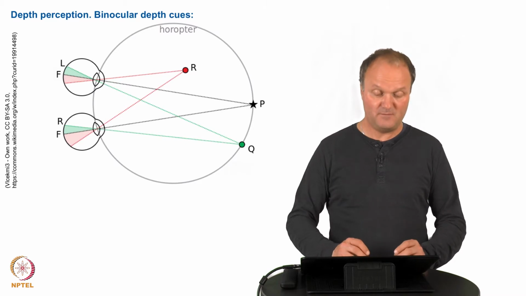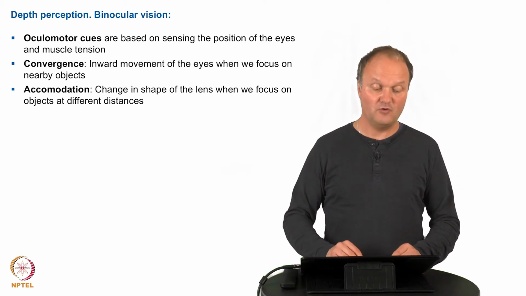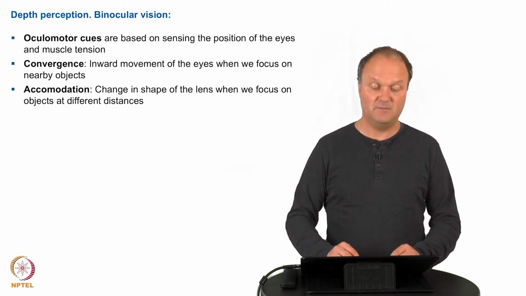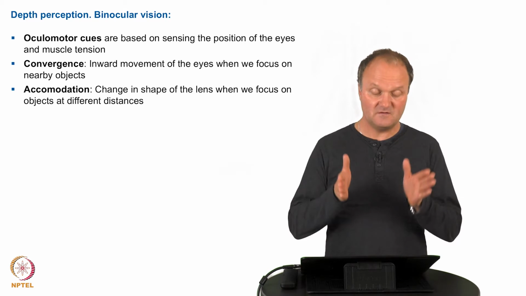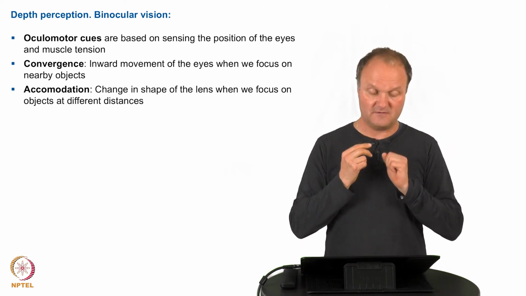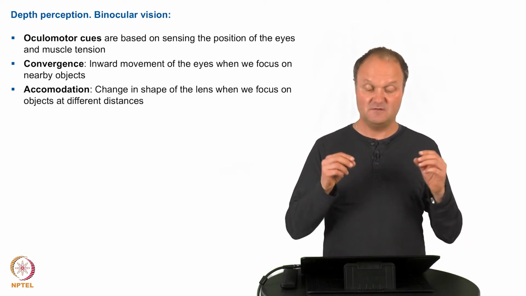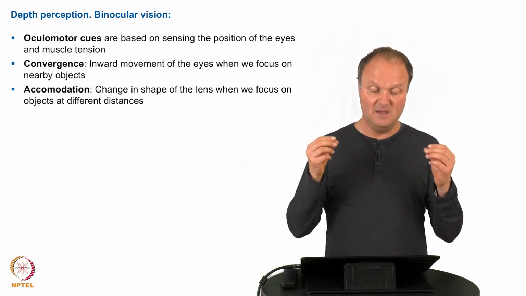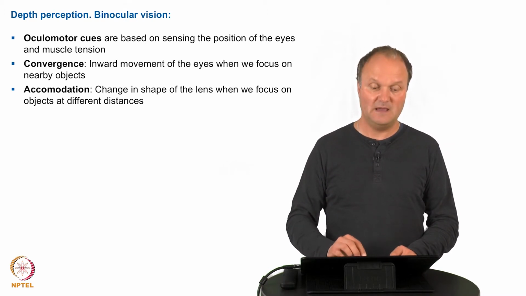Actually, we have to sense the positioning of our eyes, and there are three principles which are used for this. The so-called motor cues, which are based on sensing the information of the eyes and muscle tensions. Then the so-called convergence, which is the inward movement of the eyes when we focus on objects which are closer to ourselves. And then the well-known accommodation, which I have explained to you in an earlier video, which is the change of the shape of the lens when we focus on objects at different distances. All this muscle information can be analyzed in order to derive depth with the help of binocular cues.